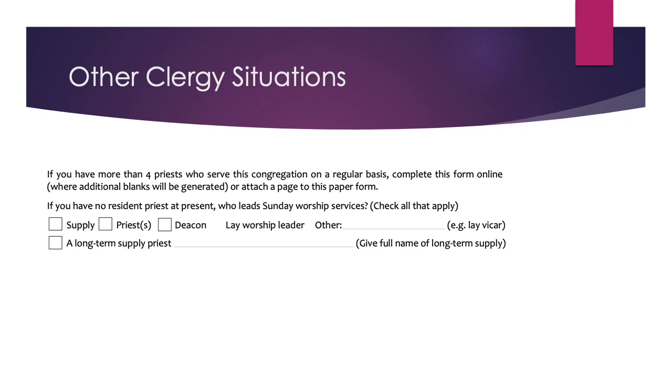And then if you don't have a resident priest, and this is true for a lot of congregations, you might be a total ministry or baptismal ministry congregation. You might have a whole host of different circumstances, particularly congregations in rural areas may have a variety of long-term supply. So you can check all that apply here: supply priest or deacon, a lay worship leader, a lay vicar, whatever the circumstance of your congregation within the rules of your diocese. And then if you have a long-term supply priest, they want to know the name of that long-term person.